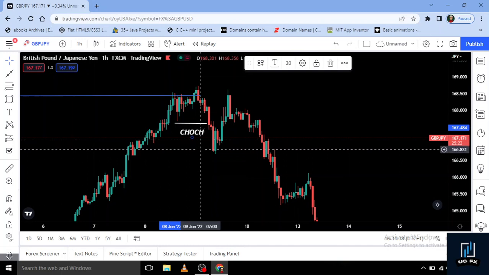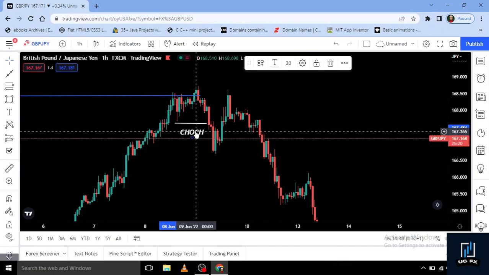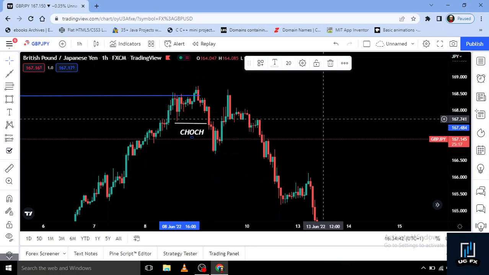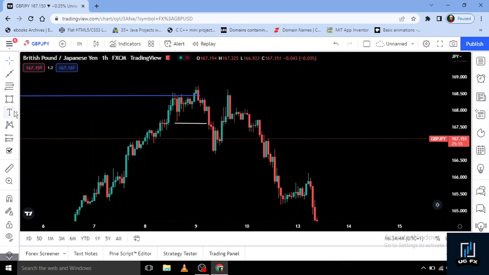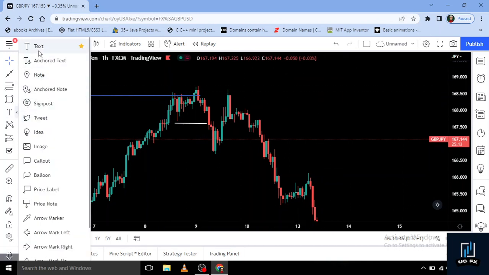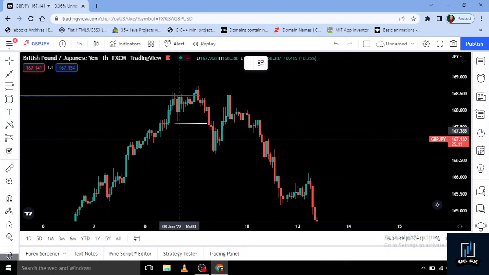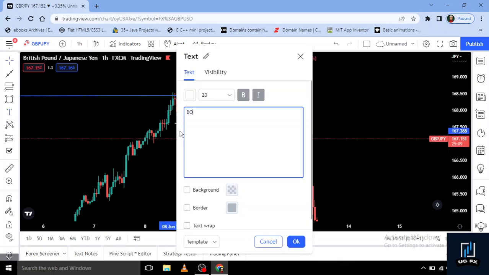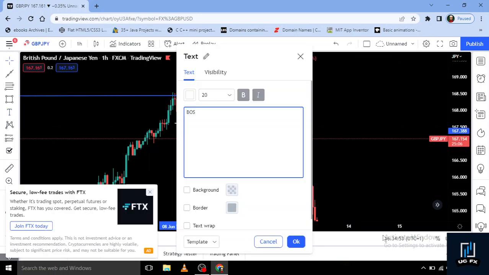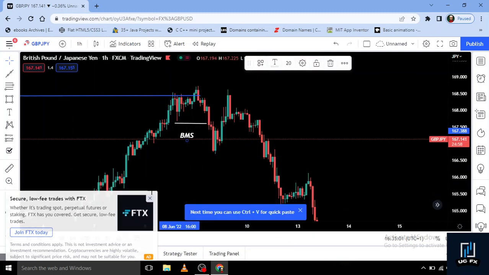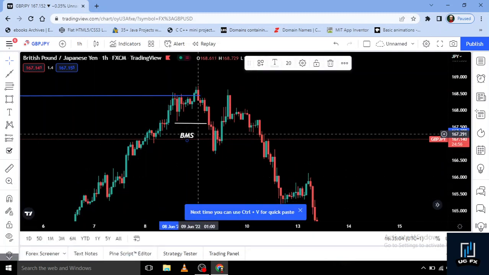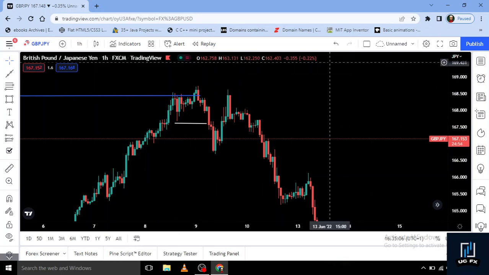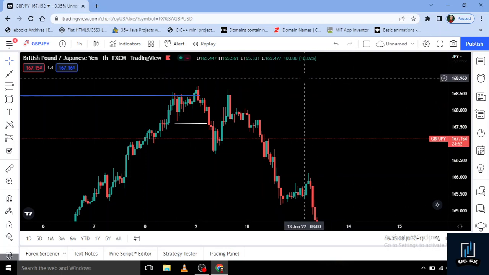And we have another term, you could as well call it break of structure, as the case may be. You could call it BOS, that's break of structure, or BMS, break in market structure. Whichever one you like, you could call it. So we have another term: the breaker block.